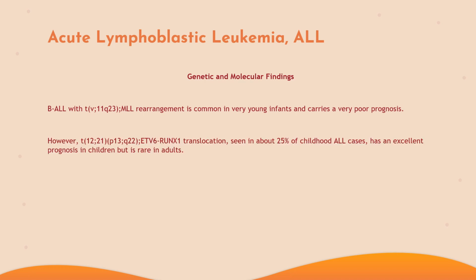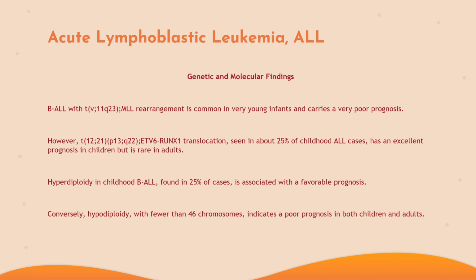However, ETV6-RUNX1 translocation, seen in about 25% of childhood ALL cases, has an excellent prognosis in children but is rare in adults. Hyperdiploidy in childhood B-ALL, found in 25% of cases, is associated with a favorable prognosis. Conversely, hypodiploidy, with fewer than 46 chromosomes, indicates a poor prognosis in both children and adults.